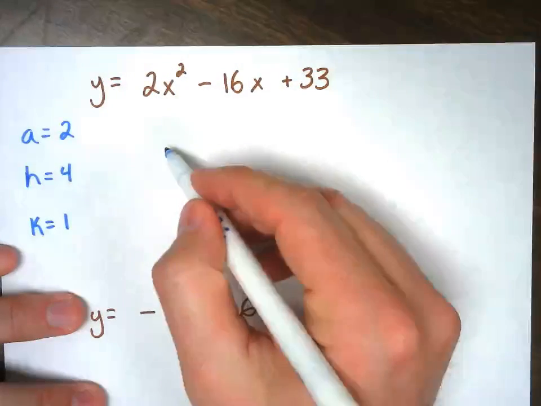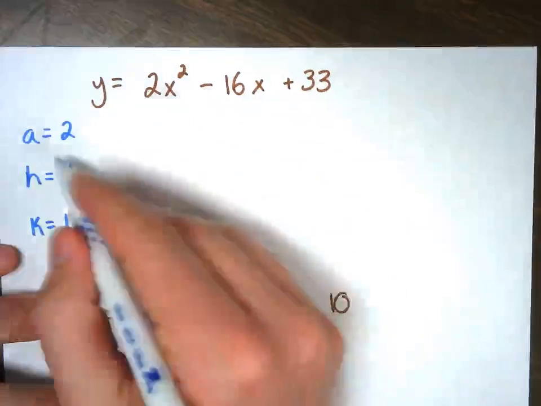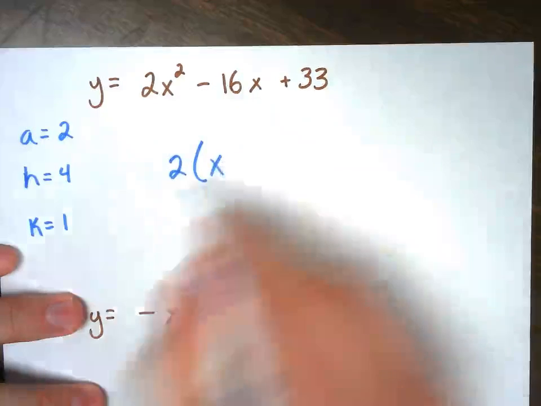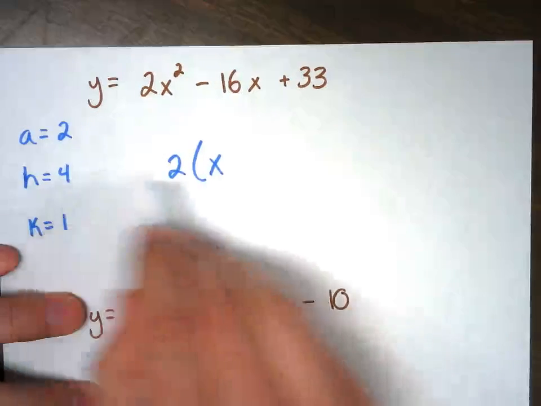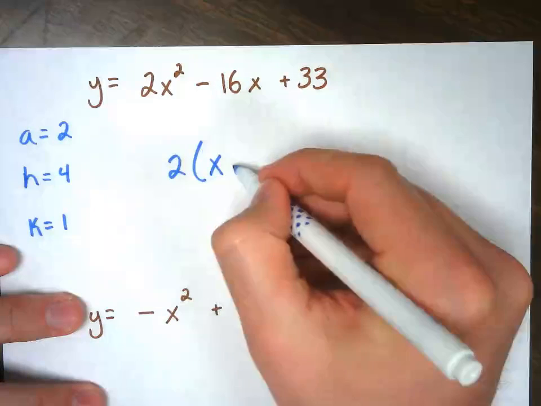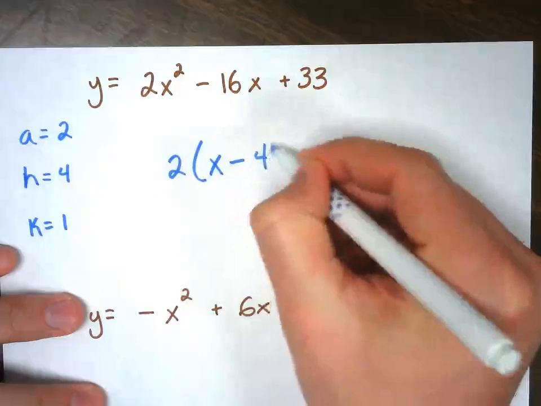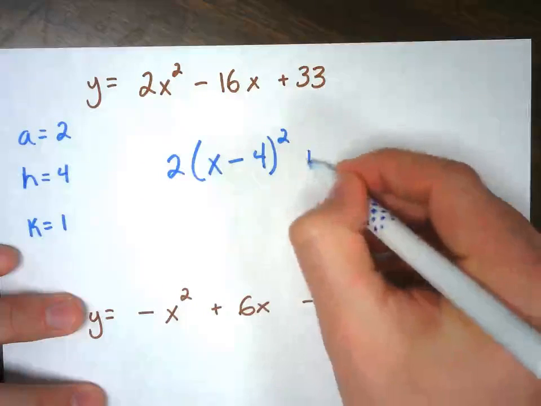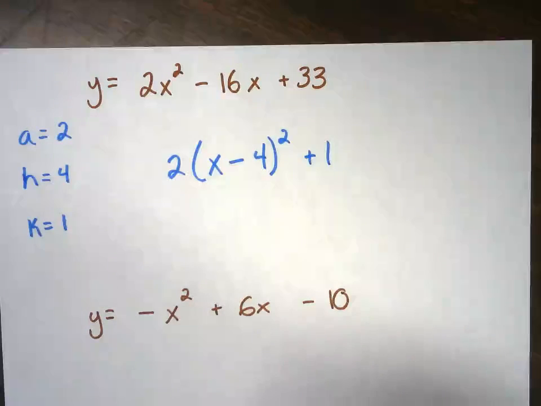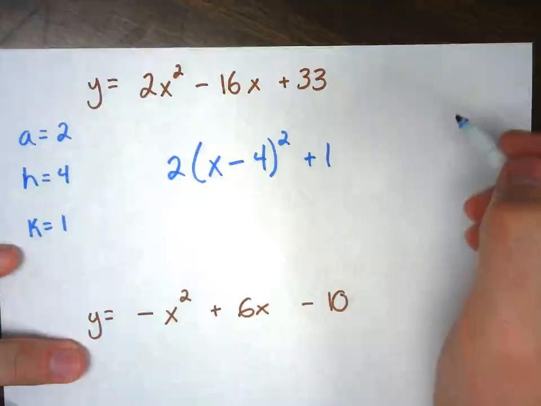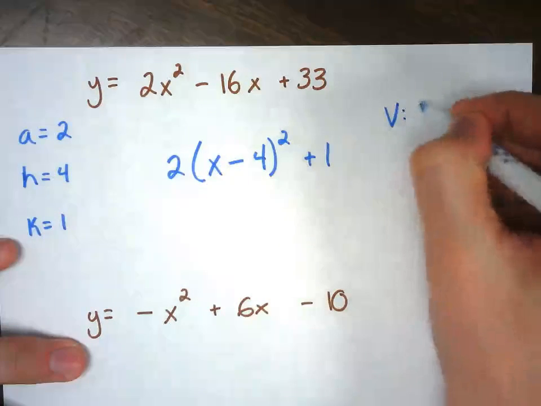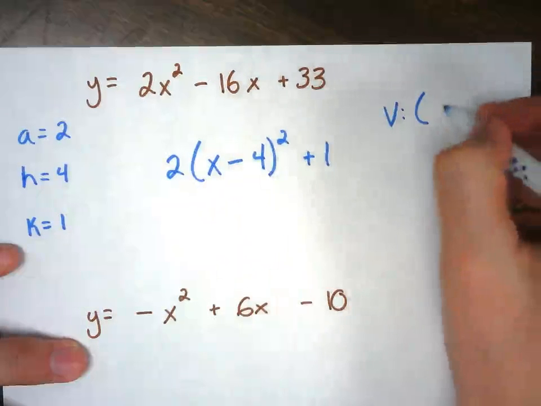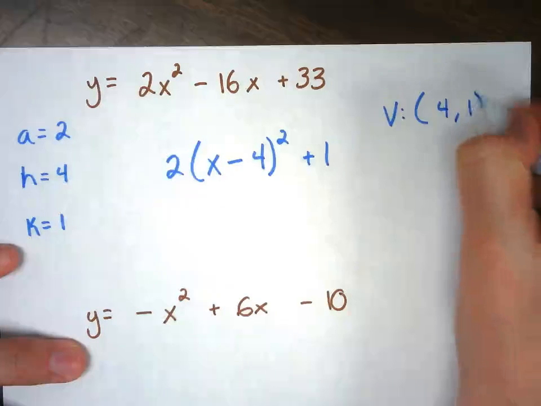So, writing it in vertex form, we would take our A, parentheses, X. That's a positive 4, so when I write it inside the parentheses, it's going to be X minus 4 squared, and then our K is a positive 1, so we leave it as a positive 1. Now, our vertex is just our H and our K, like we talked about earlier. So our vertex is 4, 1.